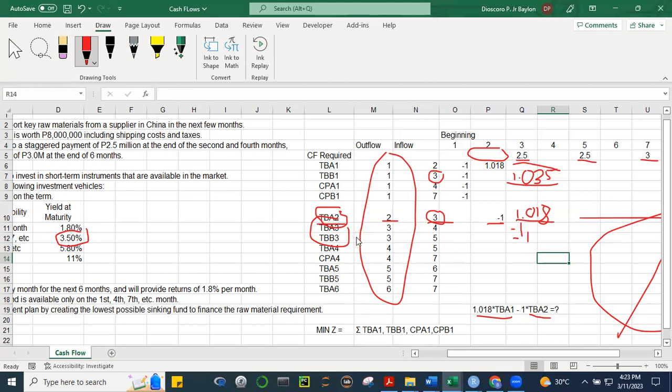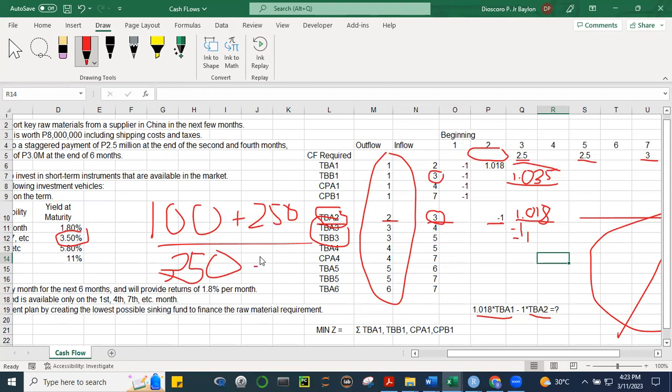Because here, class, TBB1 will mature on month 3. So we'll get a certain amount here. Let's say we'll get 100 pesos. And then TBA2, let's say we got 250 pesos. So this whole amount is 350. Now, some of it will be invested in TBA3.